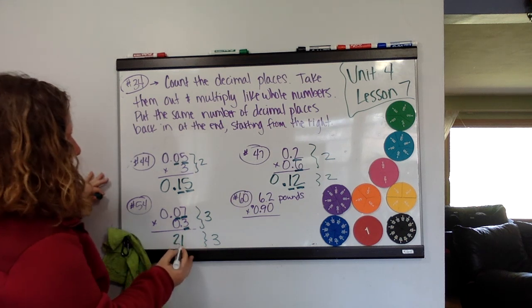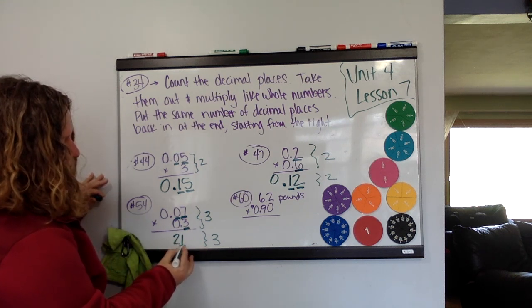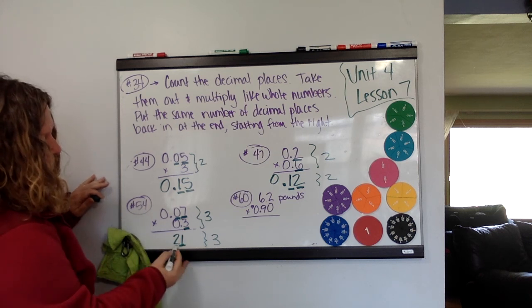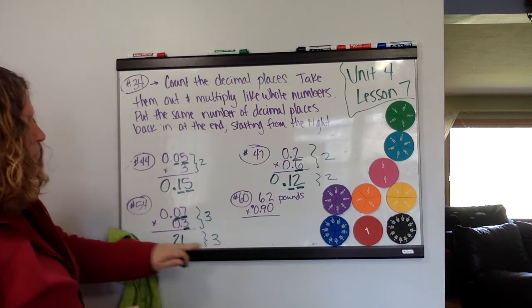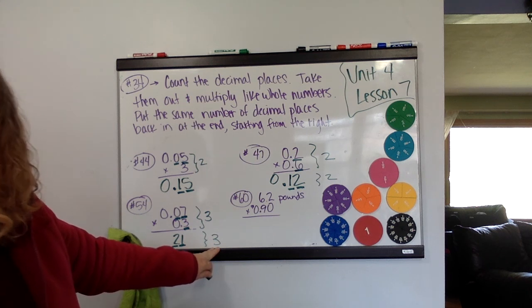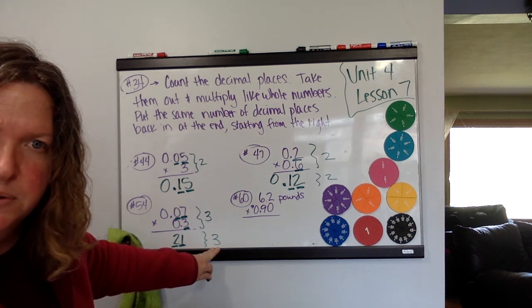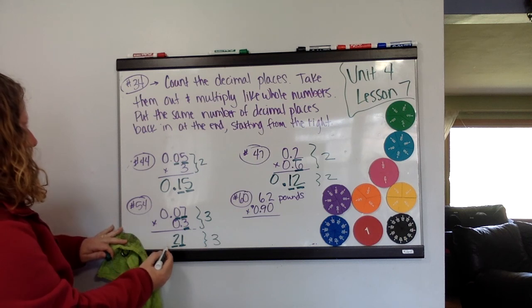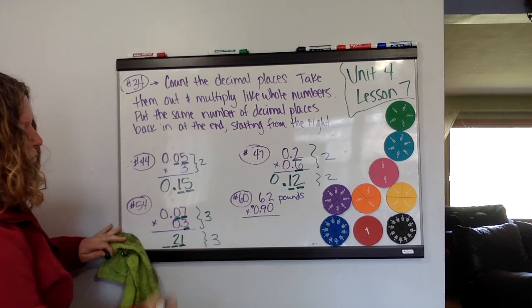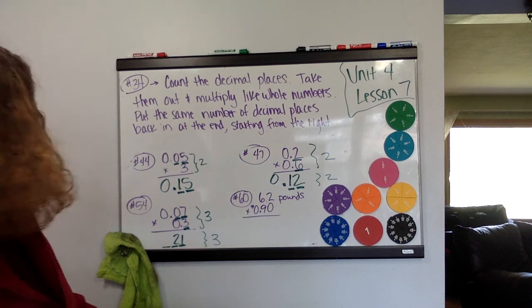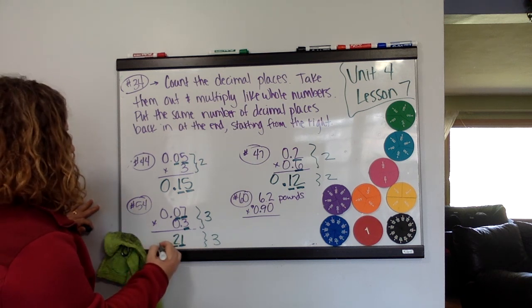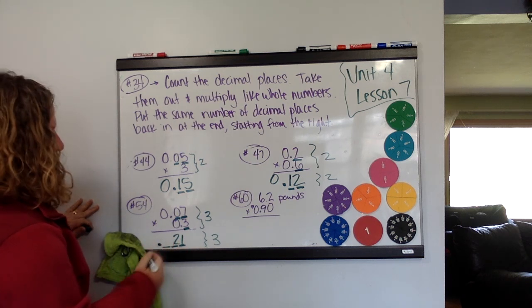Now, start on the right-hand side. There's 1 place value, decimal place, 2 decimal places. Uh-oh, we need 3 decimal places. What are we going to do? There's a 3rd decimal place that we need in the answer. And there's our decimal. So we have 1, 2, 3 decimal places.